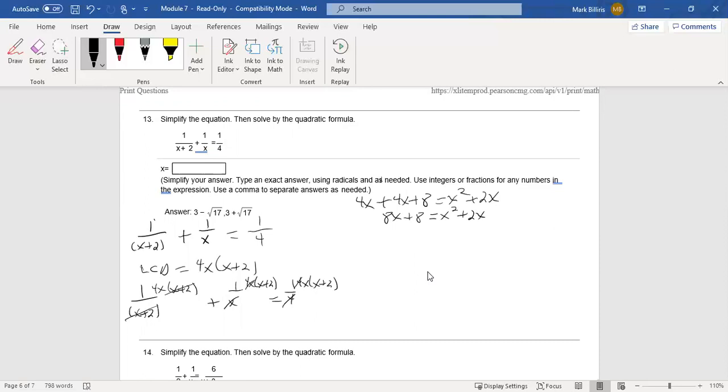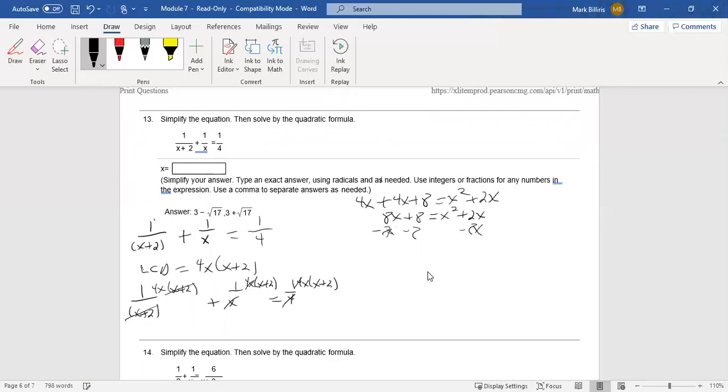Remember, whenever we're using the quadratic formula, we want to set it equal to 0. Now, some people are inclined to move the x squared from the right-hand side to the left-hand side. In doing so, it's going to change your coefficient to a negative. I usually like to deal with, although there's no rule for this, I like to leave my x squared positive. So what I'm going to do is subtract 8x from both sides and 8 from both sides.